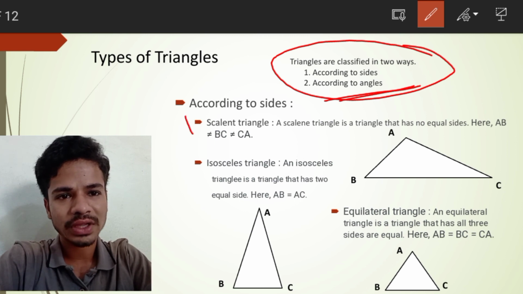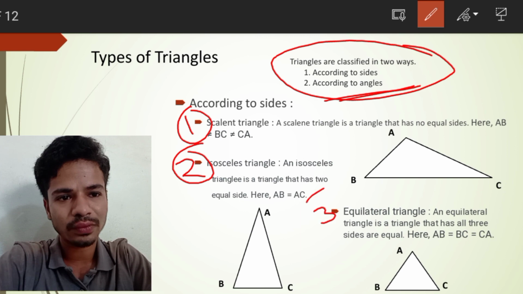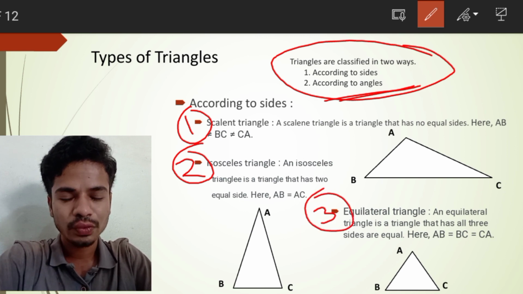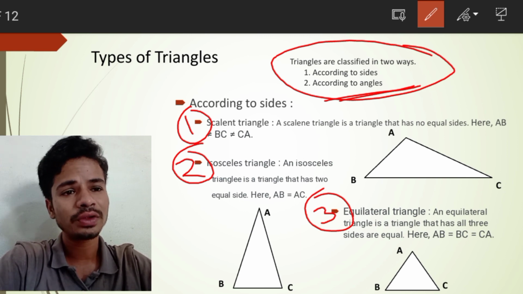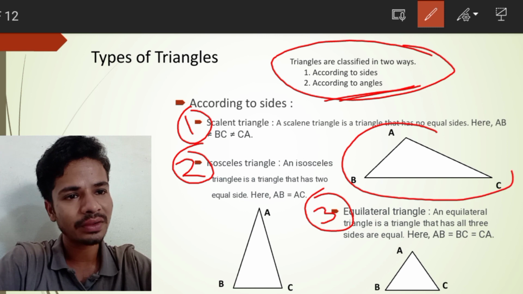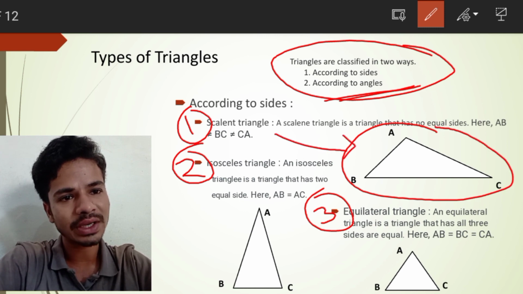The first one is the scalene triangle, the second one is the isosceles triangle, and the third one is the equilateral triangle. We can discuss them one by one. First, the scalene triangle. A scalene triangle is a triangle that has no equal sides. If in a triangle there are no equal sides, then we call this triangle a scalene triangle. Here is an example of a scalene triangle.